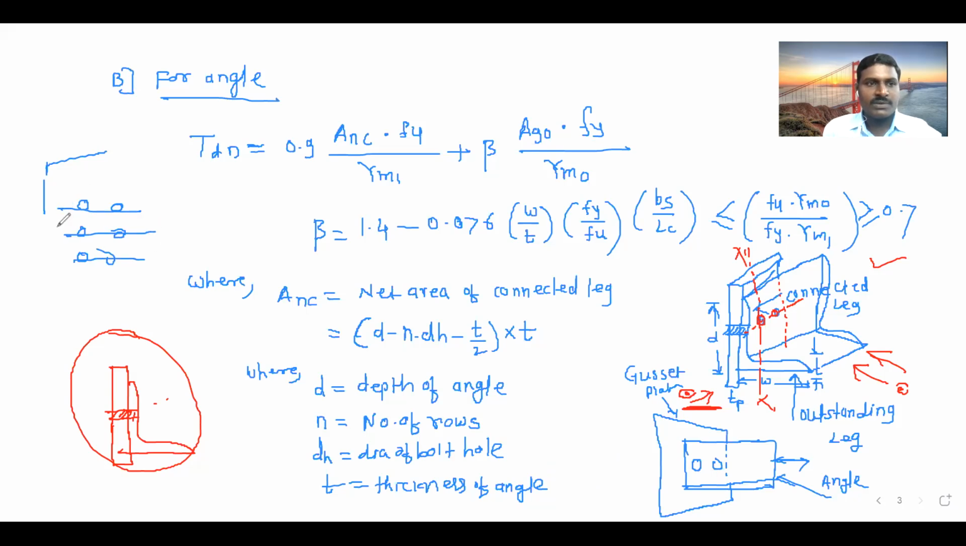This is one row, 2, 3, and we have cut the section here at section 1-1. So at section 1-1, how many rows are cut? 1, 2, 3. So n is equal to the number of rows. Got it?